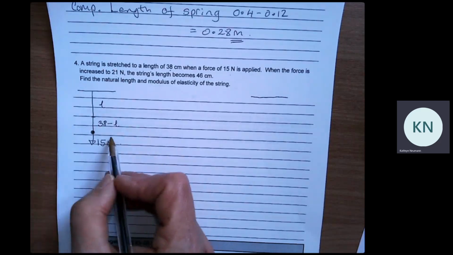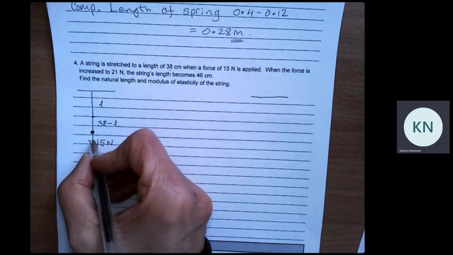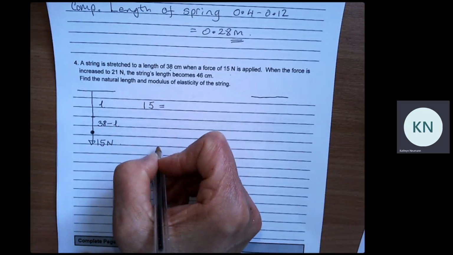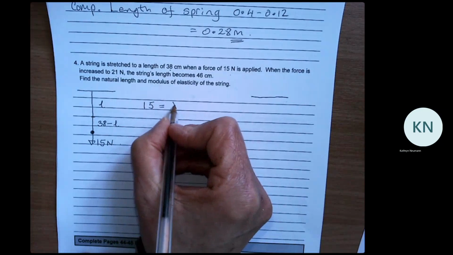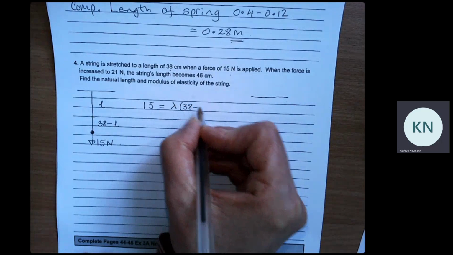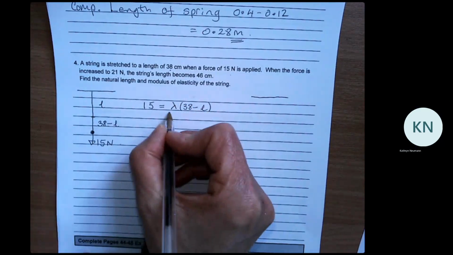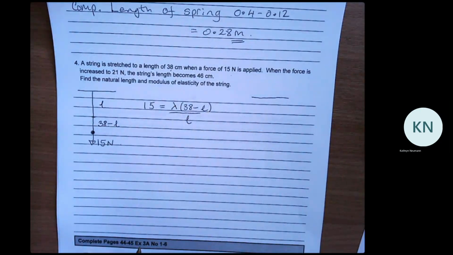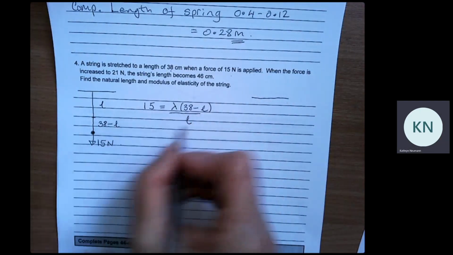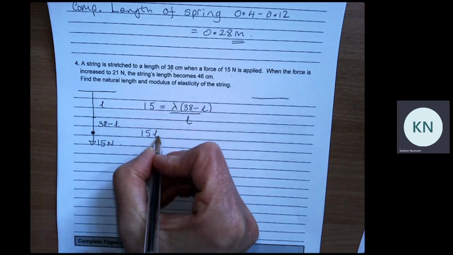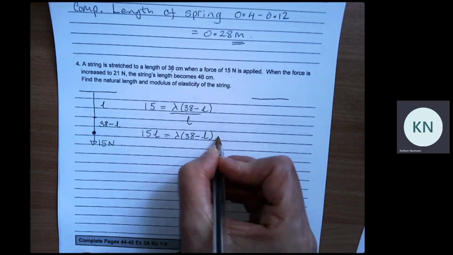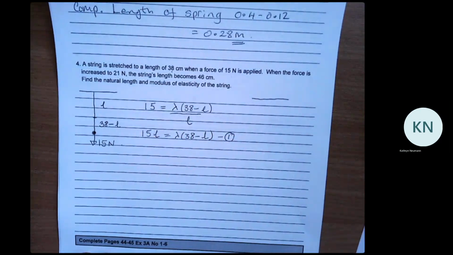So let's apply Hooke's law to this situation here. We've got the tension, 15 equals lambda, which is what we're trying to find, times the extension, which is 38 minus L, divided by L. So that's one equation there, and we can multiply up: 15L is equal to lambda times 38 minus L. And we'll call that equation 1.